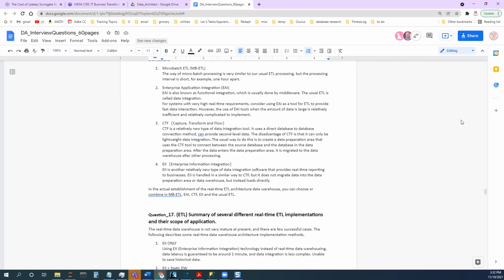EII, Enterprise Information Integration. EII is another relatively new type of data integration software that provides real-time reporting to businesses. EII is handled in a similar way to CTF, but it does not migrate data into the data preparation area or data warehouse, but instead loads directly. In the actual establishment of a real-time ETL architecture data warehouse, you can choose more or combine all of the above mentioned ways.